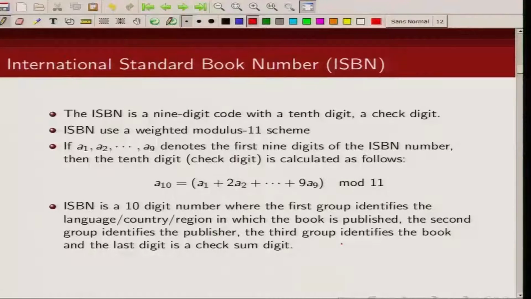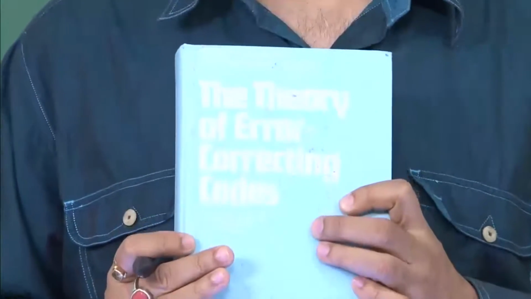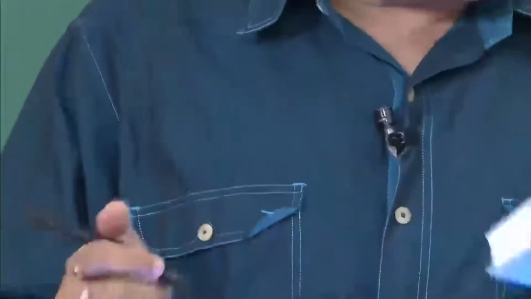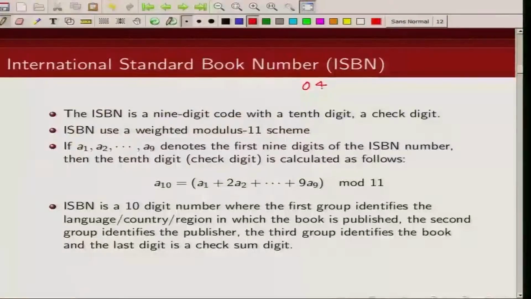Let us take this book. This is one of the reference books that we are using, The Theory of Error Correcting Codes by MacWilliams and Sloane. The ISBN number for this book is 044485193. So, this is the first digit, second, third, fourth, fifth, sixth, seventh, eighth, and this is the ninth digit, and this is our check bit. Let us check whether this is correct or not.